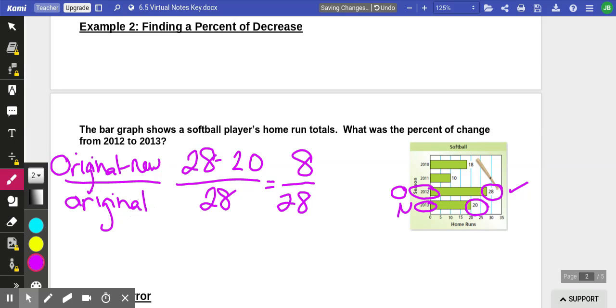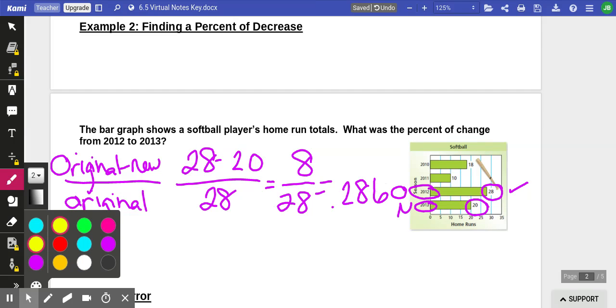So 8 divided by 28 is going to give me 0.286. And then we are going to shift our decimal point or multiply by 100. So it gives me 28.6 percent decrease on number of home runs from 2012 to 2013.